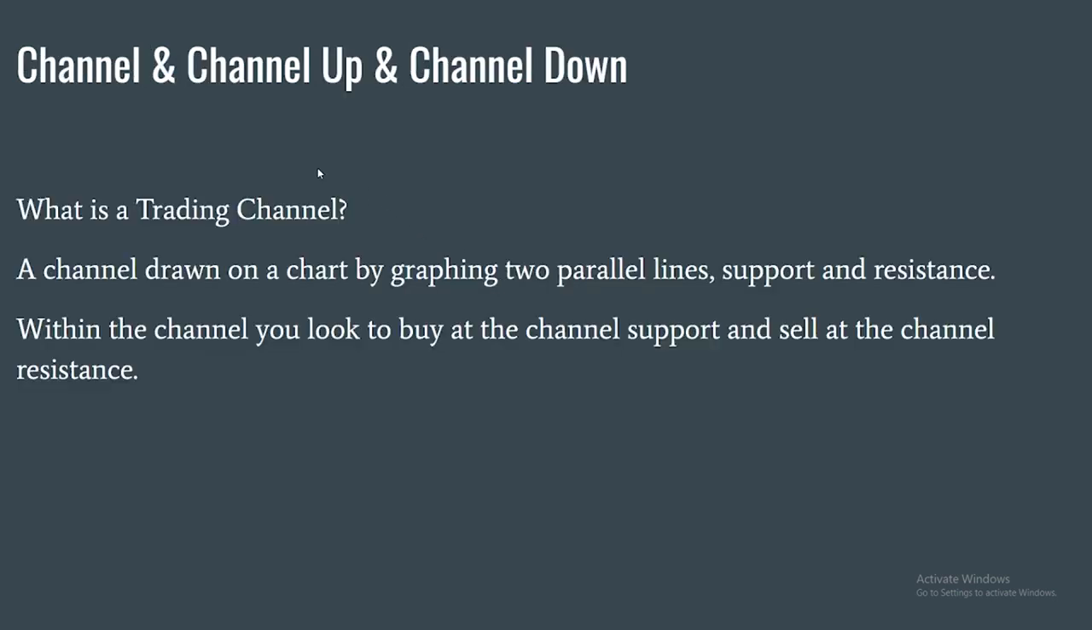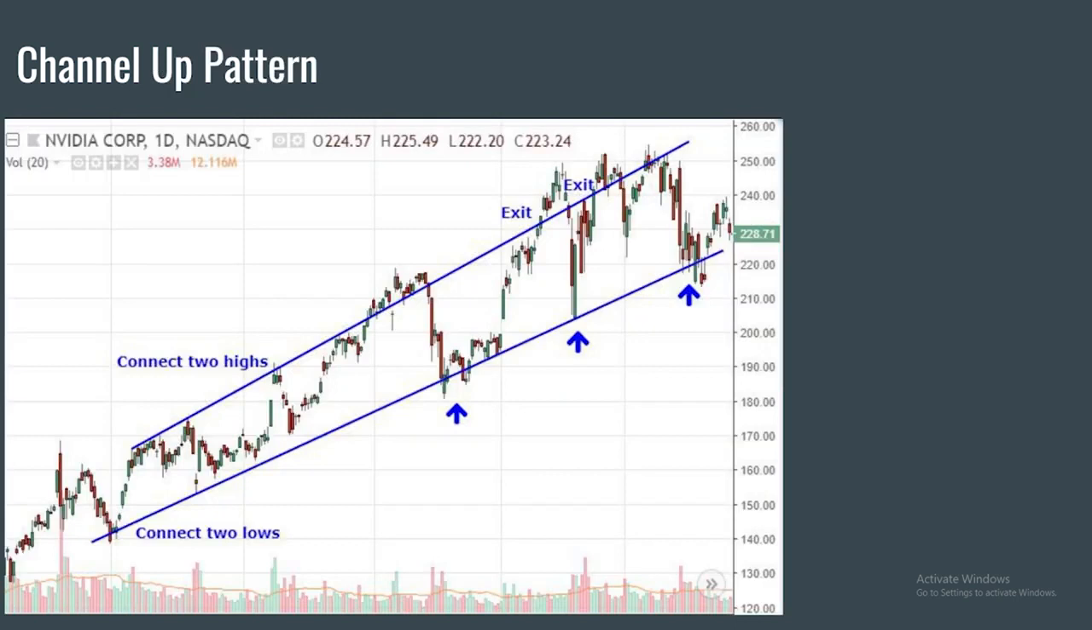So you can look now at more of a channel up and channel down, because we know our support and resistance areas. So what is a trading channel? A channel is drawn on a chart by graphing two parallel lines, which would be the support and the resistance. Within the channel, you look to buy at the channel support and sell at the channel resistance. Okay, so like we've basically been going through different channel patterns. But this would be more of a channel up pattern, which means that overall the stock has a resistance and support, but it's in an overall uptrend.